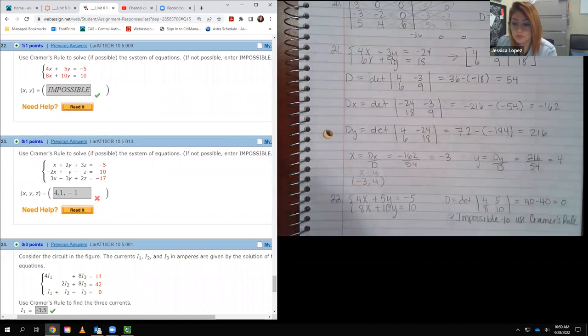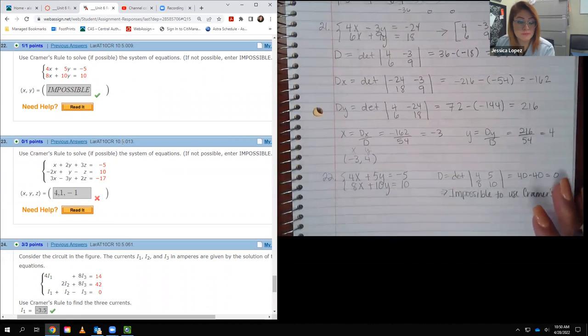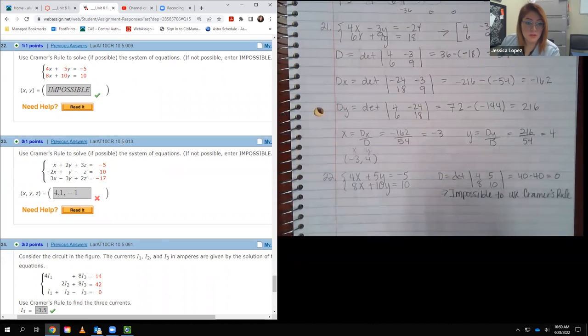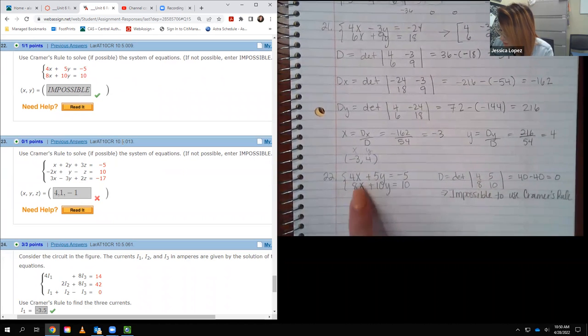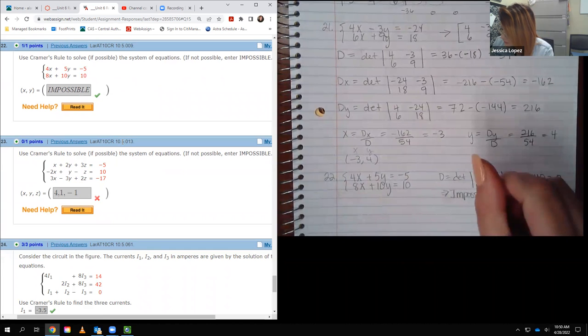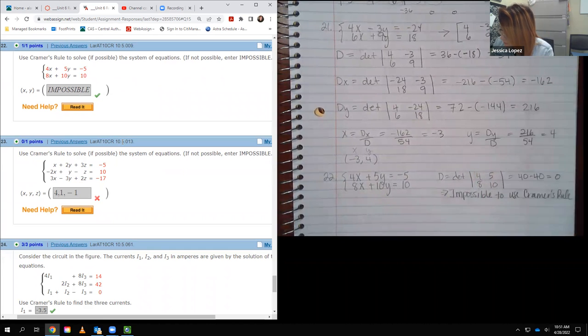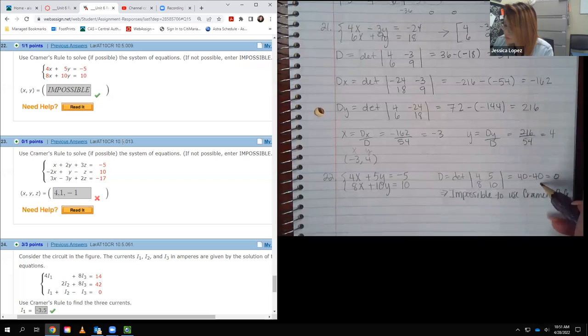Now, number 22 says to use Cramer's rule to solve if possible. If not possible, then enter impossible. So I tried to do the determinant of D, just the coefficients. So 4, 5, 8, 10. And when I found this product, I got 40 minus. And when I found this product, I also got 40. And so I get 0.